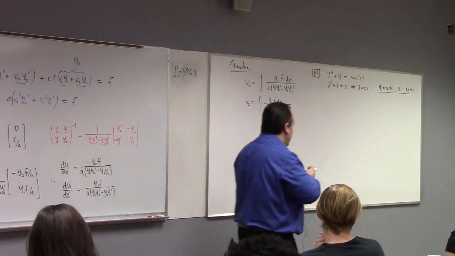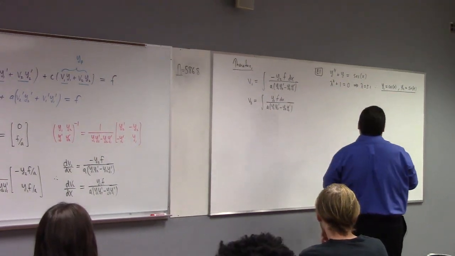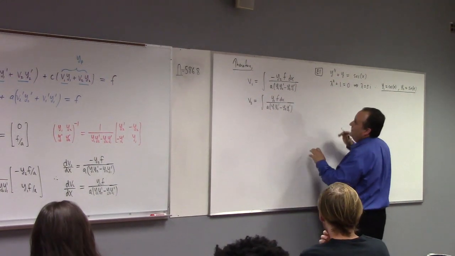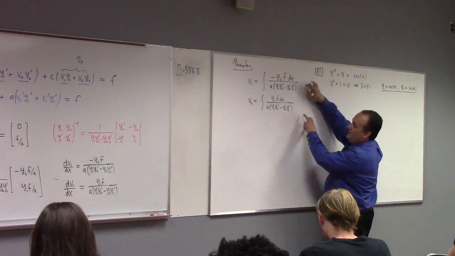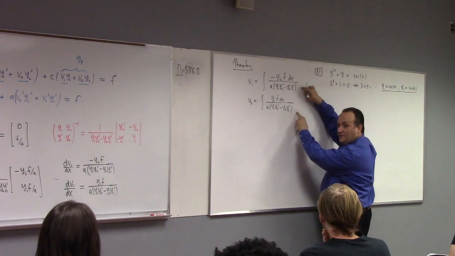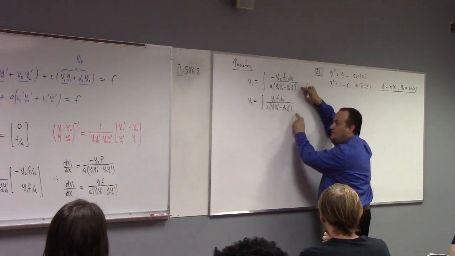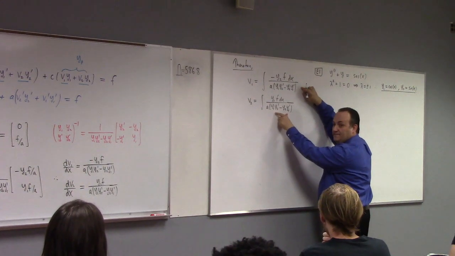You just make a pick. You make a choice. Make a pick, right? Okay, great. Next thing, since we know where we're going to be calculating these formulas, before you get to these integrals, you calculate the Wronskian and simplify it.